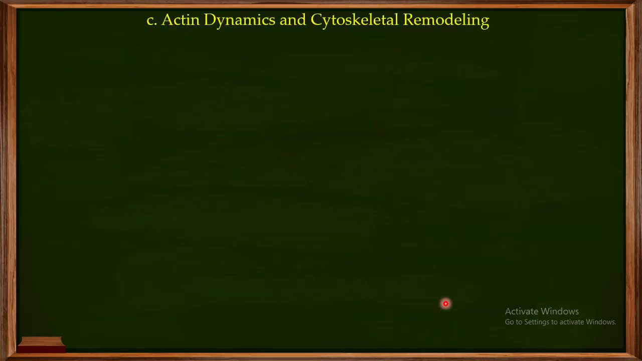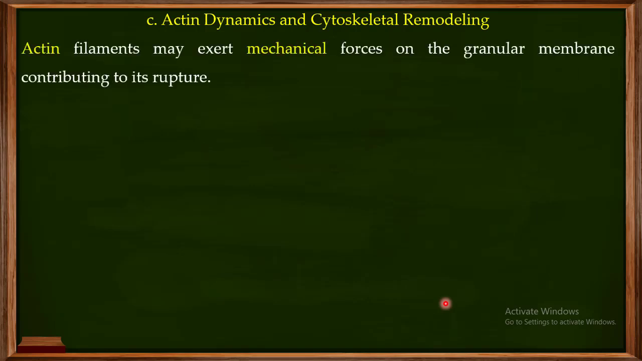Again, the actin dynamics and the cytoskeletal remodeling, as I've told you, actin filaments just as they exert mechanical pressure on the nuclear envelope, they can also exert pressure on the granular membrane, contributing to their rupture. Now, the sixth step in the process of NETosis is the extrusion of the nets. We have ruptured the nuclear envelope, we have ruptured the granular envelope, the granular membrane.